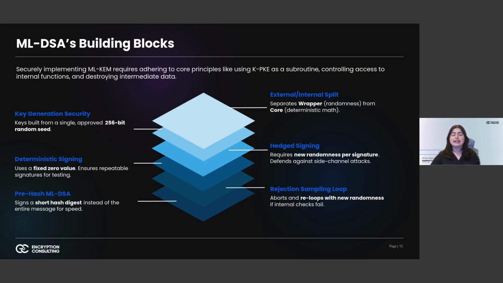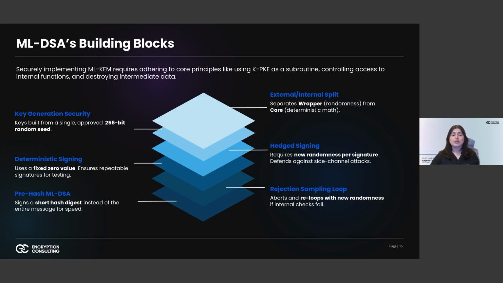First, let's discuss the external internal split. This is the foundational architectural rule. Every core function, which is key generation, signing, verification, is cleanly divided. The external component is the security wrapper. It handles the non-deterministic actions: generating randomness, accepting the message, and running initial validation checks.